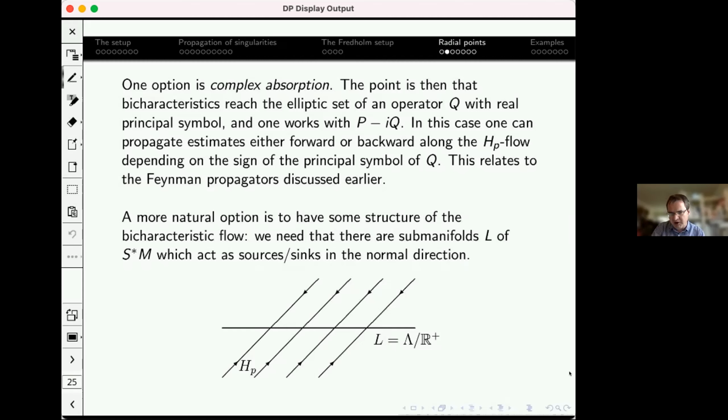It should be the same order as P. For these kind of operators, you actually still have, even though the principal symbol is now P minus IQ and is no longer real, you still get the propagation statement. The estimate is still true, provided that the principal symbol of Q has a sign. So you can go one way if it's positive, the other way if it's negative.